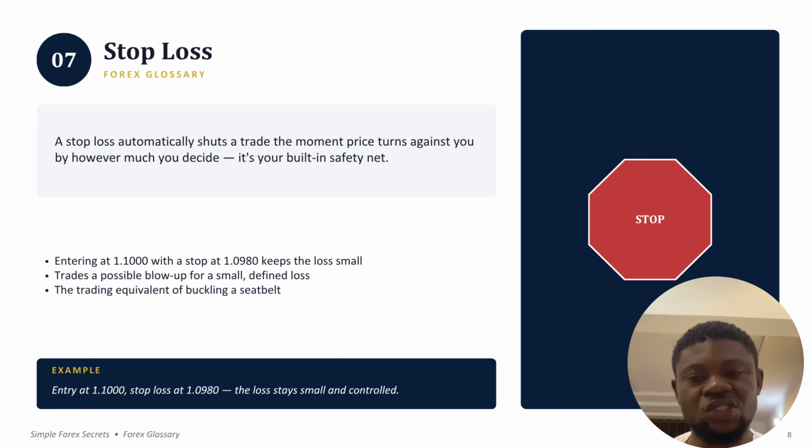Number 7 is stop loss. A stop loss is an instruction that you set that automatically closes your trade if price moves against you by a certain amount. It's like your safety net. For example, just like a car seat belt, you hope you never need it, but it is there to protect you when things go wrong. So never trade without a stop loss, ever.